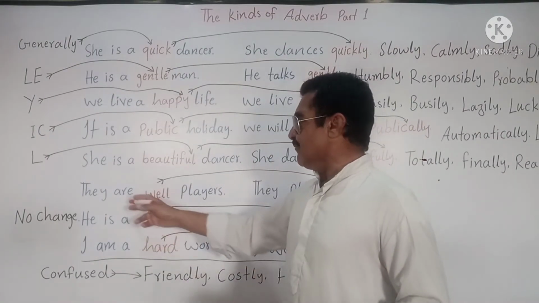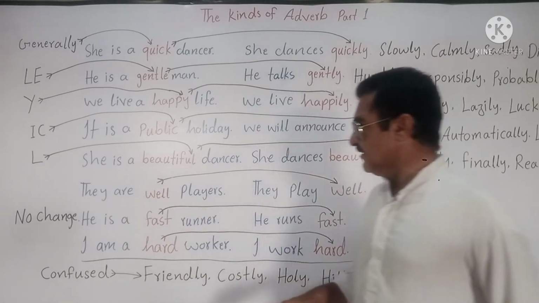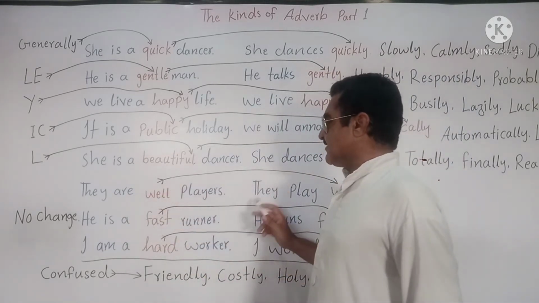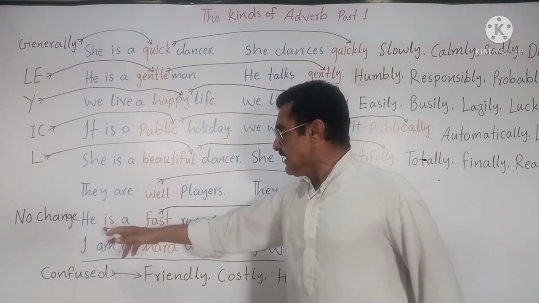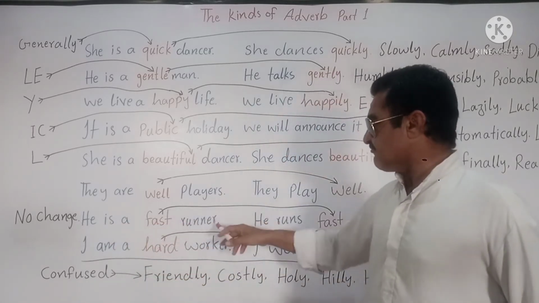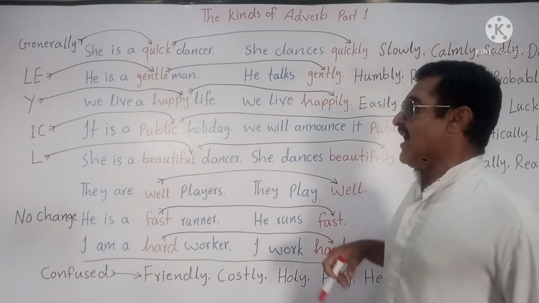So here, for just matching, I have written it. They are well players, they play well. He is a fast runner, he runs fast.